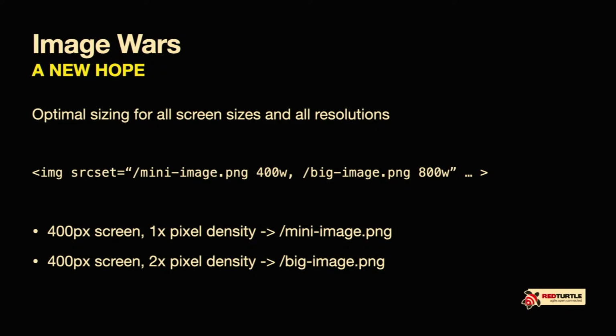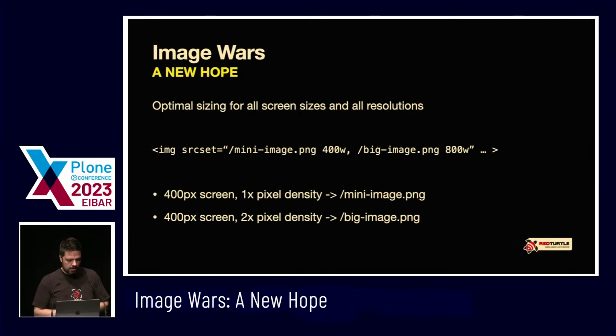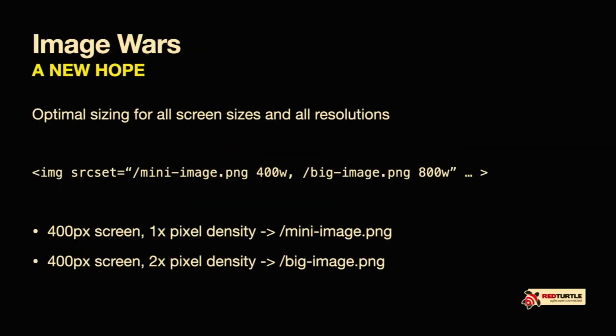Why is the unit dynamic? Because it multiplies the screen size and the pixel density of the screen. So if you have a 400 pixel screen, the mini image will be used unless it has a high pixel density. If you have a retina display, for example, you will see a bigger image. You will need a bigger image in order to see the proper details. But that's all handled by the browser if you write the source set properly.